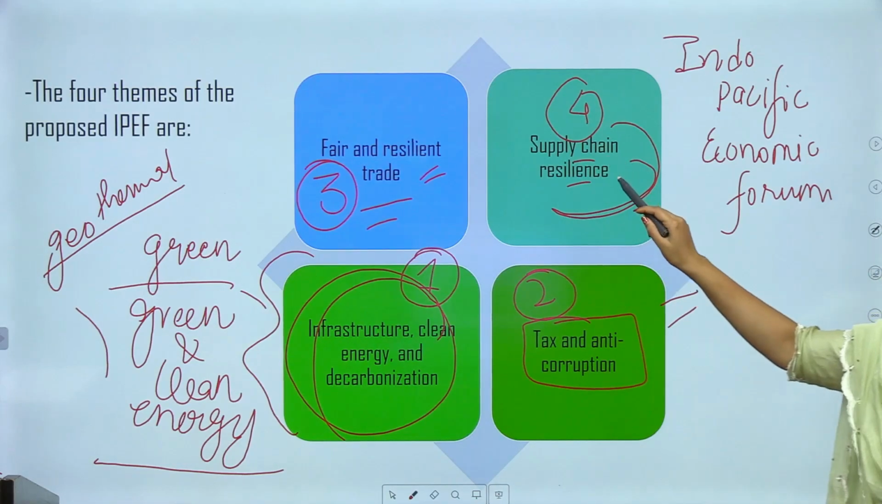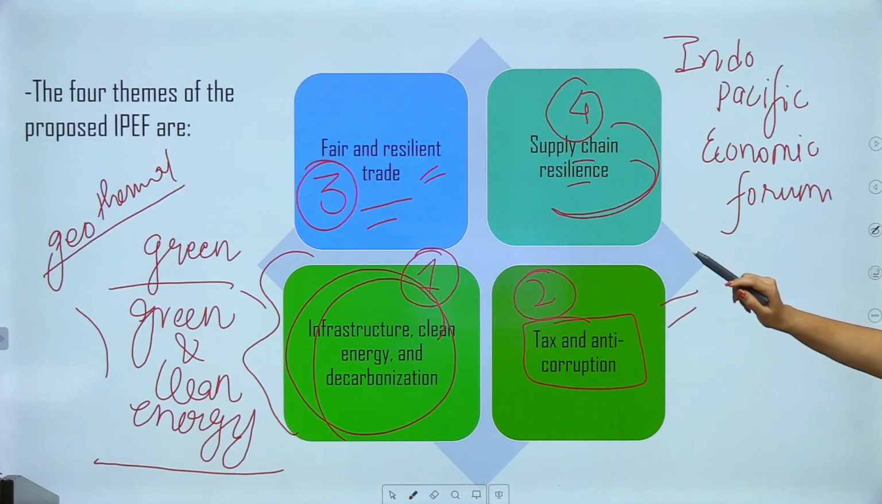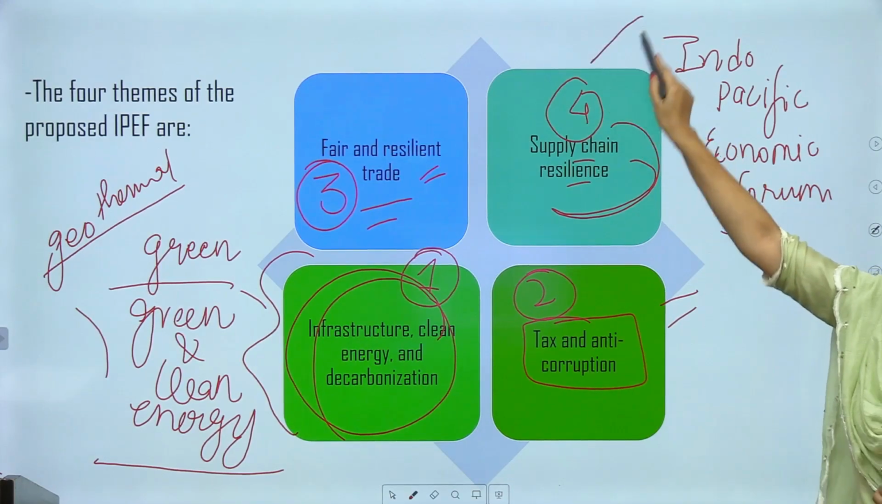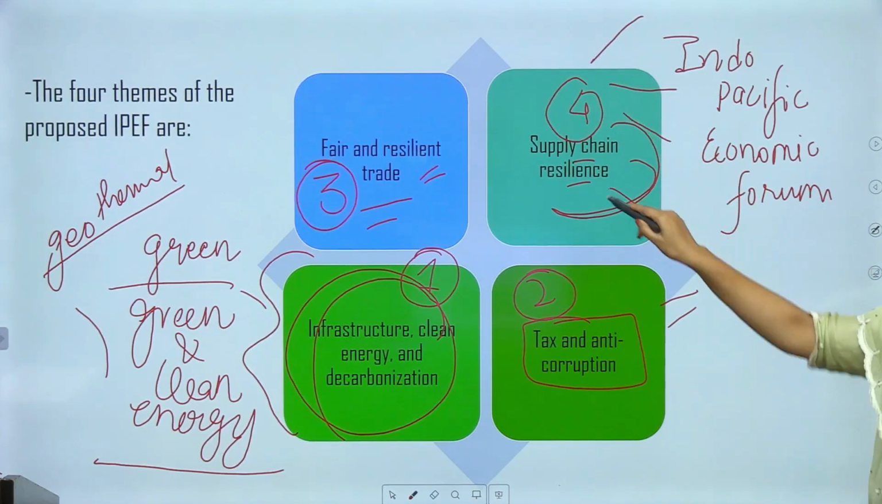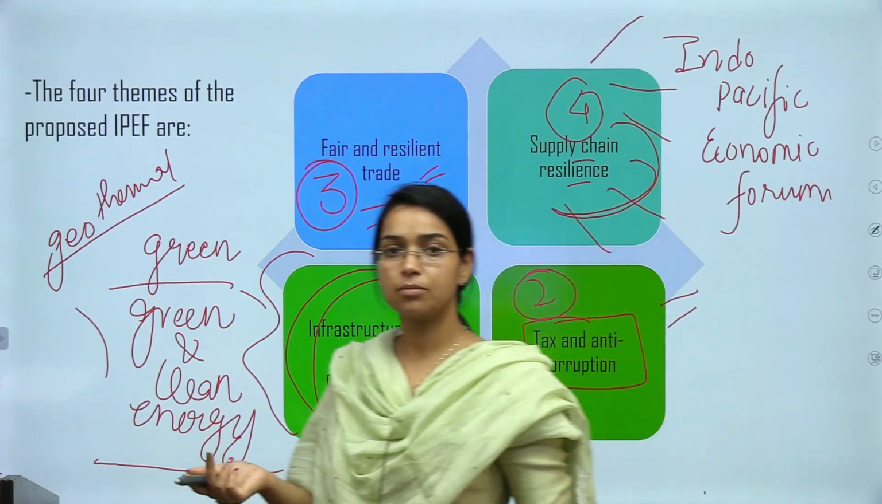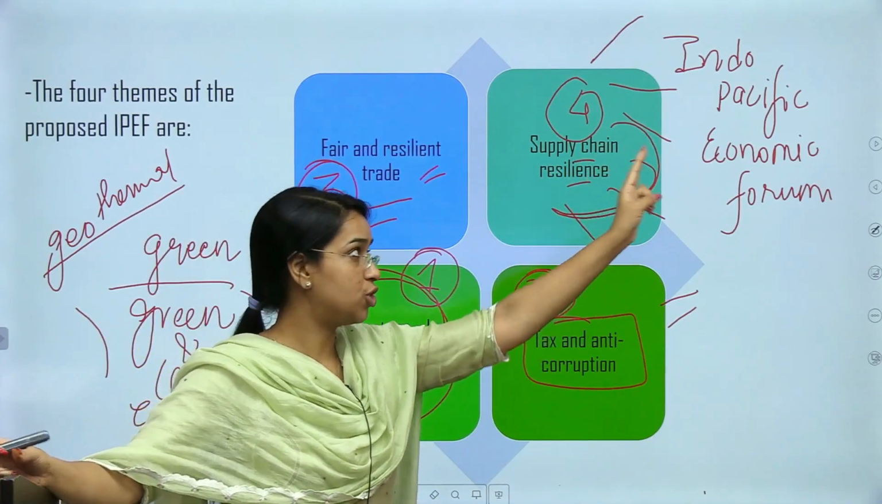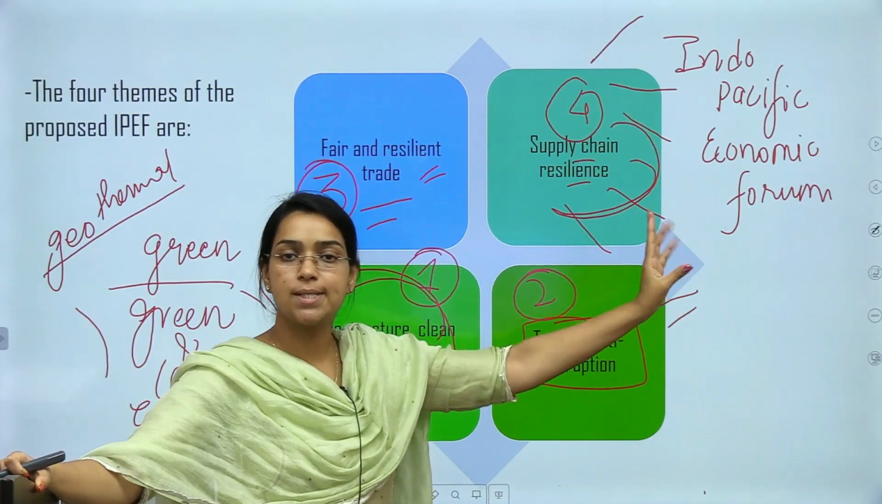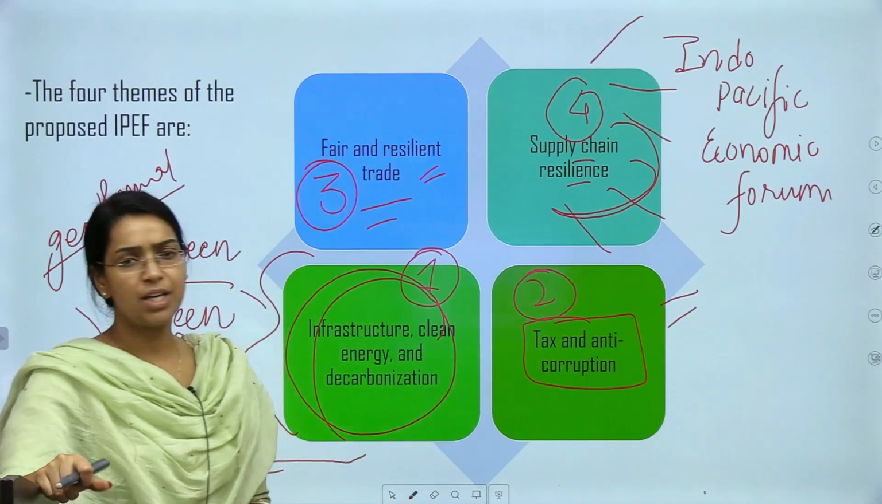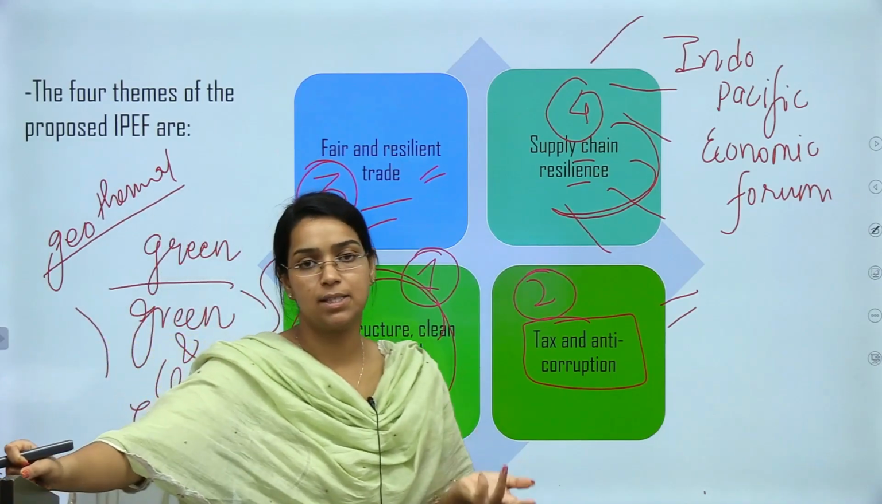That is, we cannot just depend on one country for our supply chain. We need to diversify the sources from where we get our raw material or products. So that is the idea of supply chain resilience. This forum will focus on creating alternatives to China-dependent supply chains.